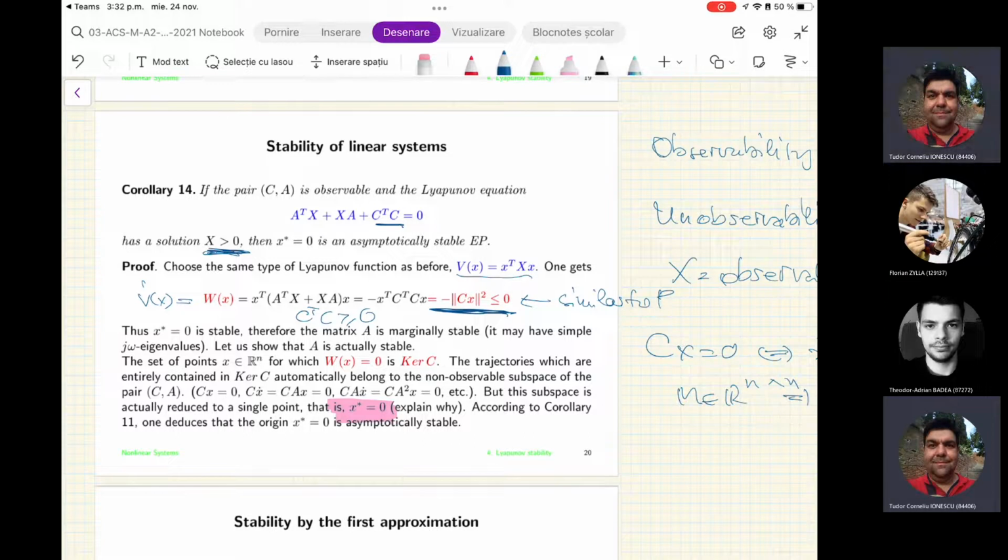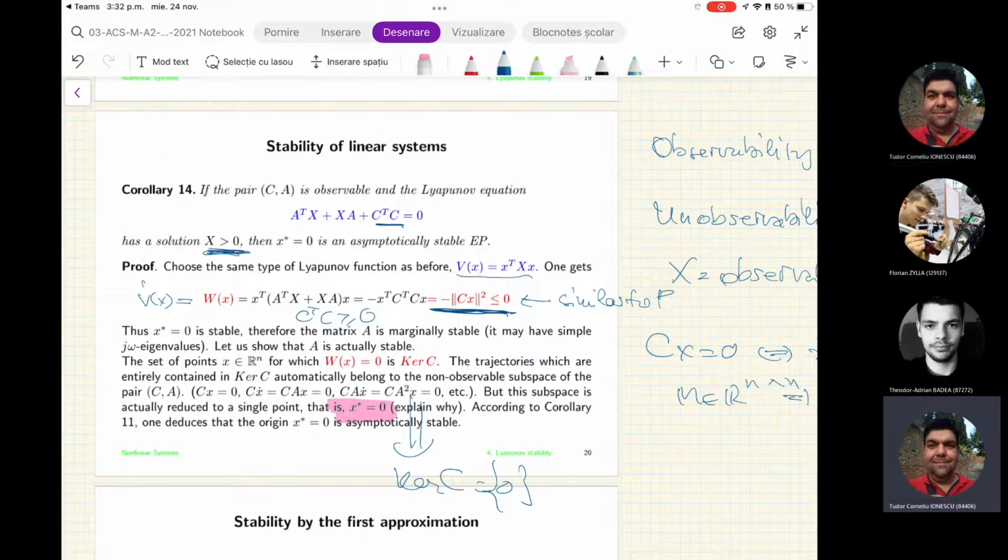That means the kernel of C equals 0. So if this is true, then by LaSalle's principle, the origin is the only trajectory where the energy is constant, where the variation of the energy is 0. The only place where the variation of the energy is 0 is the origin. For the rest, the energy is decreasing. This is LaSalle's principle. Hence, the origin is asymptotically stable. Hence the proof.